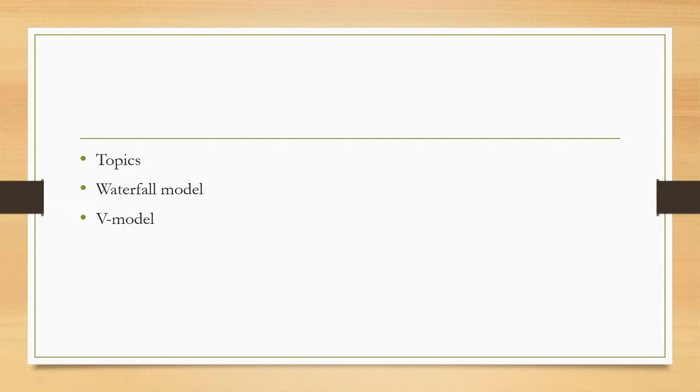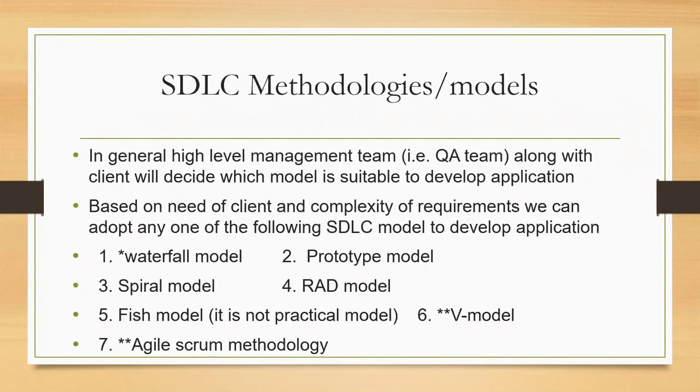But actually, we have different kinds of models to develop various projects, like the waterfall model, prototype model, RAD model, spiral model, fish model, agile methodology. Like this, we have various models. Okay, we'll see them one by one.